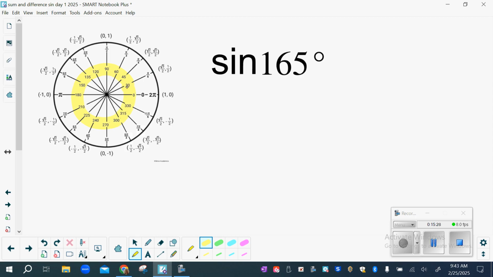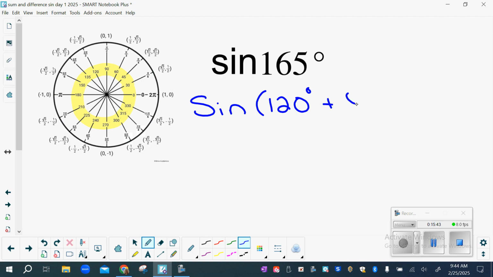So I think to myself, 45, I use a calculator, 165 minus 45 is 120, right? So here I go. I'm going to say the sine of 165 is going to be the sine of 120 plus 45. Now here's what I'm going to tell you. This is A and this is B. Are we good? Your job now is to go and find the right formula.